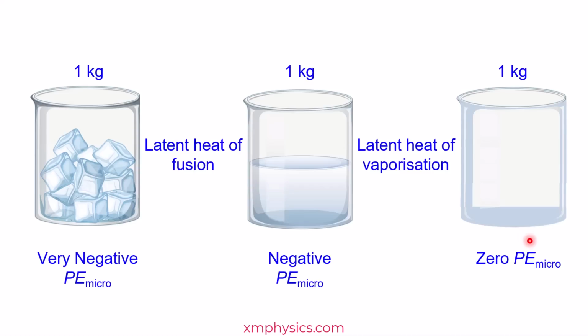It may be a bit counterintuitive at first, but the more bonded you are, the more negative your PE. Because the more bonded you are, the more energy that's required in order to set you free, because to be free is to have 0 PE.